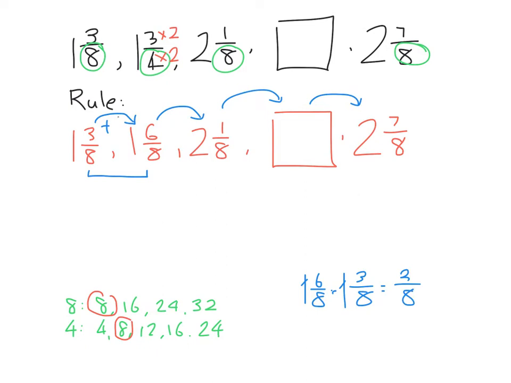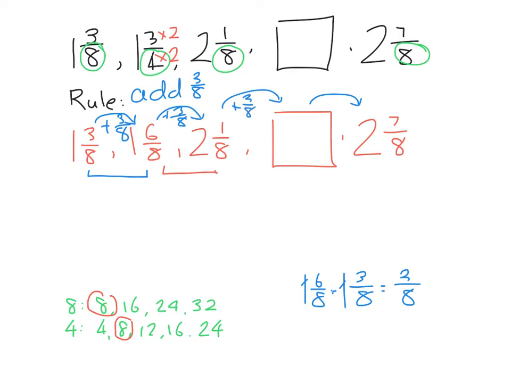A lot of you probably had that. I wonder how many of you challenged yourselves by looking at these two terms, which would be a little bit tricky. All right, so now that we have our rule, we're adding 3/8. Oh, let me write the actual rule down. Add 3/8. Let's figure out our missing term.